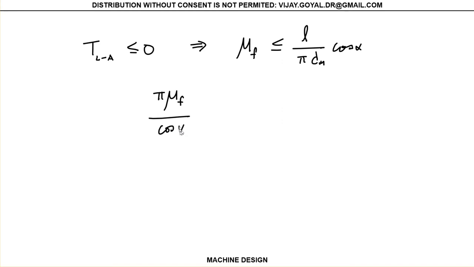Divide by cosine of alpha has to be less or equal than L over dm. So why do I do this? Because this is all a constant. This is known in my problem. This is not going to change as my diameter changes.